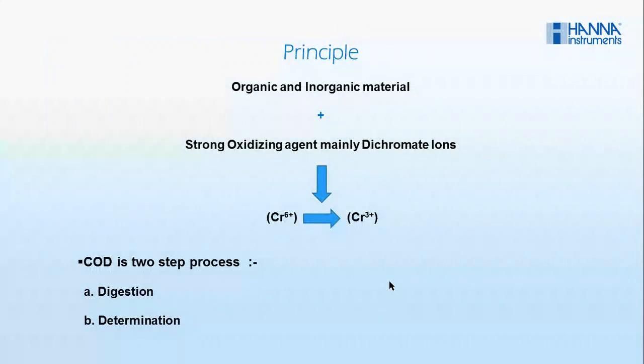The major principle is just that you have to take an organic or inorganic matter and add a strong oxidizing agent. Mainly dichromate is added here. Earlier we used to use potassium permanganate or hydrogen peroxide, but they were not enough to oxidize the organic or inorganic matter present in the water. Hence, potassium dichromate is used these days.